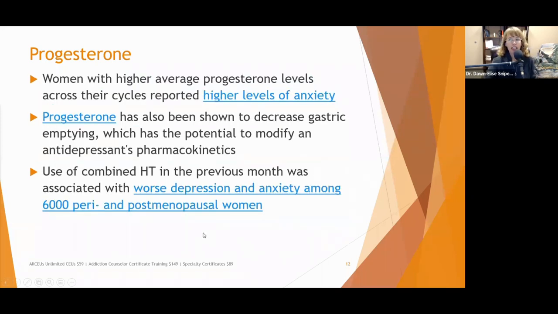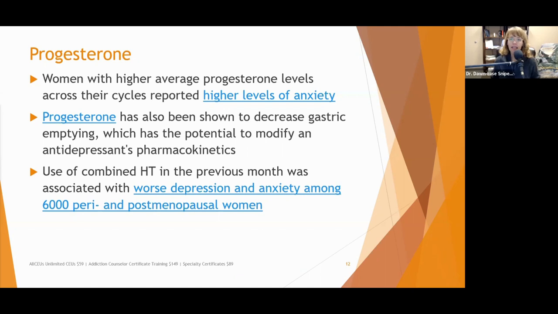Women with higher average progesterone levels across their cycles reported higher levels of anxiety. Progesterone has also been shown to decrease gastric emptying, which has the potential to modify any antidepressant's pharmacokinetics. You get the pill in your system and it stays in your stomach for longer. It can be absorbed. More of it can be absorbed instead of being passed through, for example. So people with higher progesterone levels may need less or lower doses of antidepressants or other medications, but not necessarily.